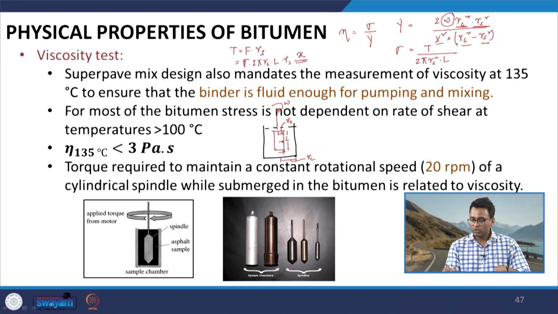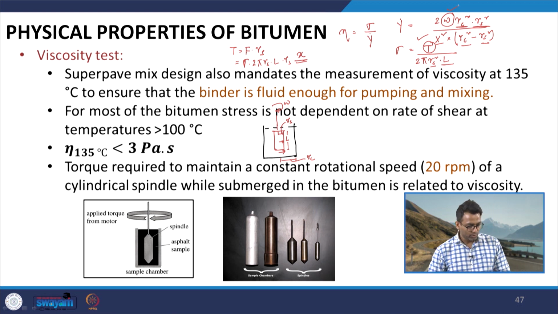Coming to the stress which you see here, it is a function of torque. The torque the instrument is measuring is an indirect representation of the power which is actually required to rotate the spindle. Rs is the radius of the spindle which is fixed, and L is the length of the spindle which is again fixed. So, basically if we know the torque and the rotational speed, and if we have the geometrical parameters of the instrument, we can actually calculate the viscosity. So, this viscosity can thus be assessed using the readings of the rotational viscometer.